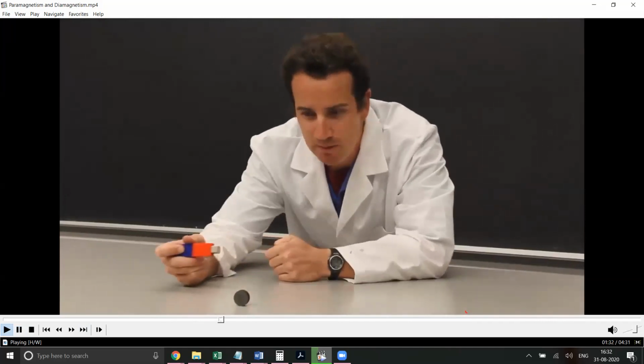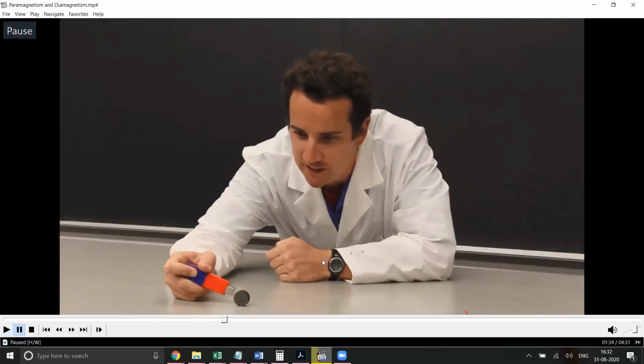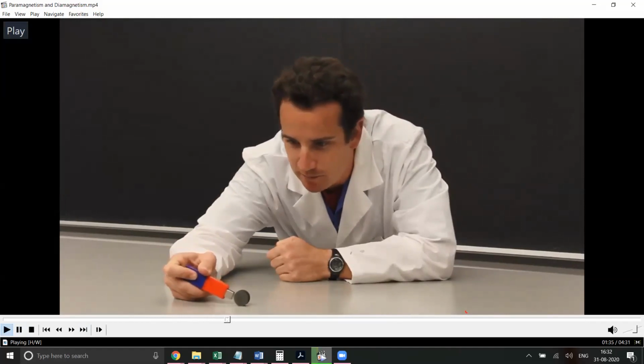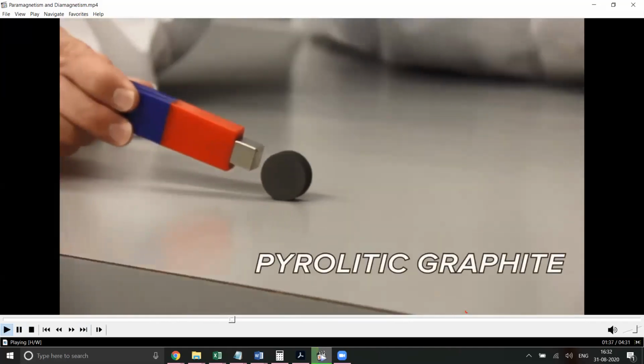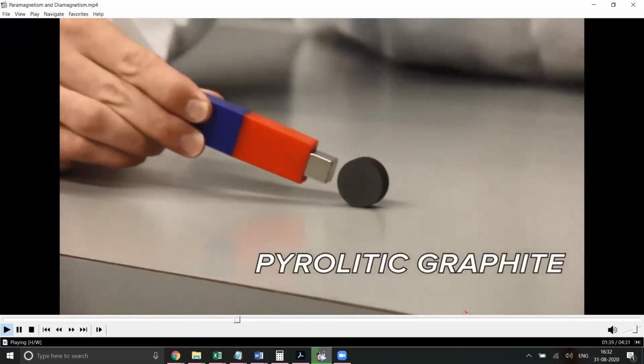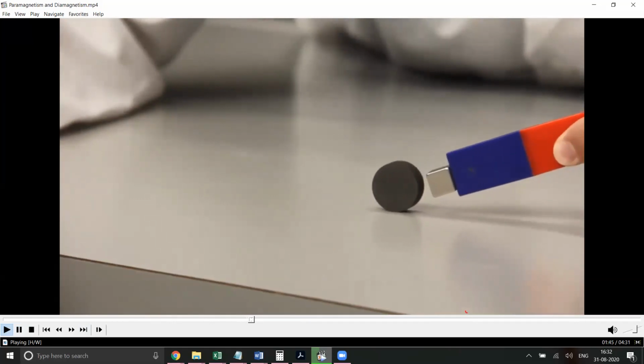This is a specially made pyrolytic graphite. See what is going to happen to it. It is held by a magnetic field. Don't be confused: this is not static electricity or eddy currents. Graphite is repelled by a magnet, always, both by the north and south end.